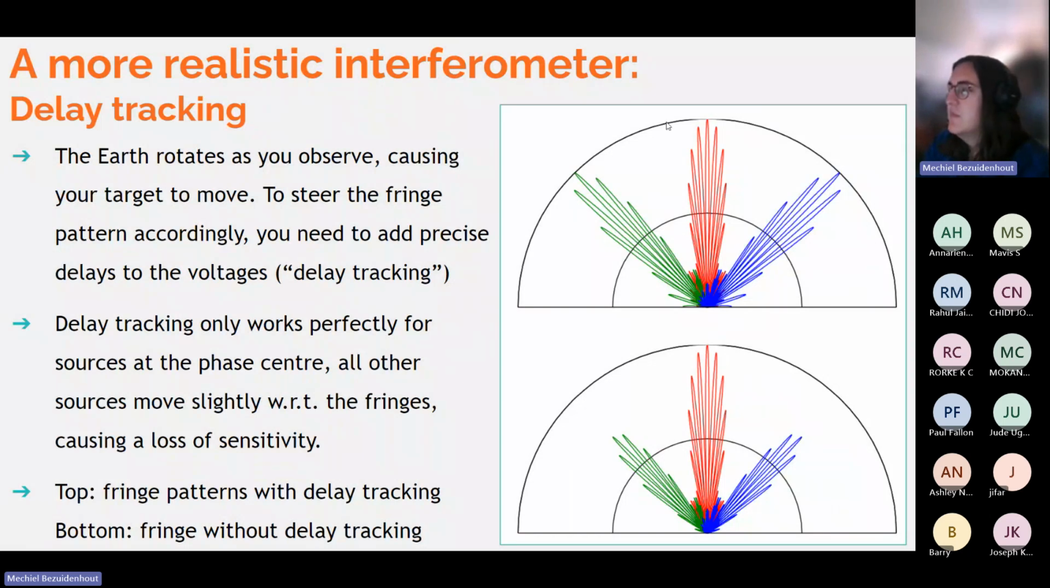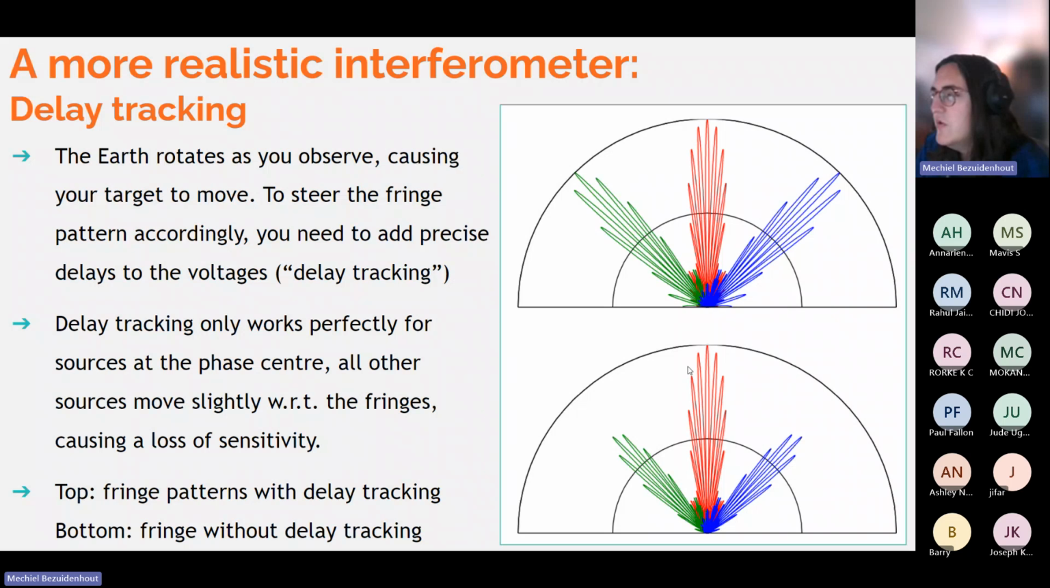So this illustration on the right shows on the top what you can do with delay tracking, where you change the orientation of the fringe pattern. On the left is what happens if you don't do delay tracking. If you don't add those delays, then you get much reduced sensitivity of the telescope as you go further from the zenith.